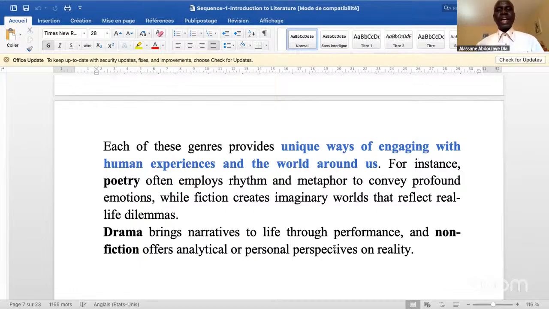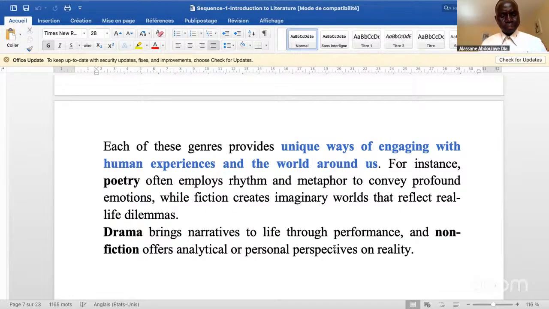All right, so there is nonfiction. Nonfiction offers analytical and personal perspective on reality. You see, Karl Marx and Engels wrote the Manifesto of the Communist Party. Karl Marx et Frédéric Engels ont écrit le Manifeste du Parti communiste. They were talking about social class division, why life is a struggle. So they try to materialize the world in a Marxist perspective, in a philosophical and analytical perspective. It tells about the reality of life.